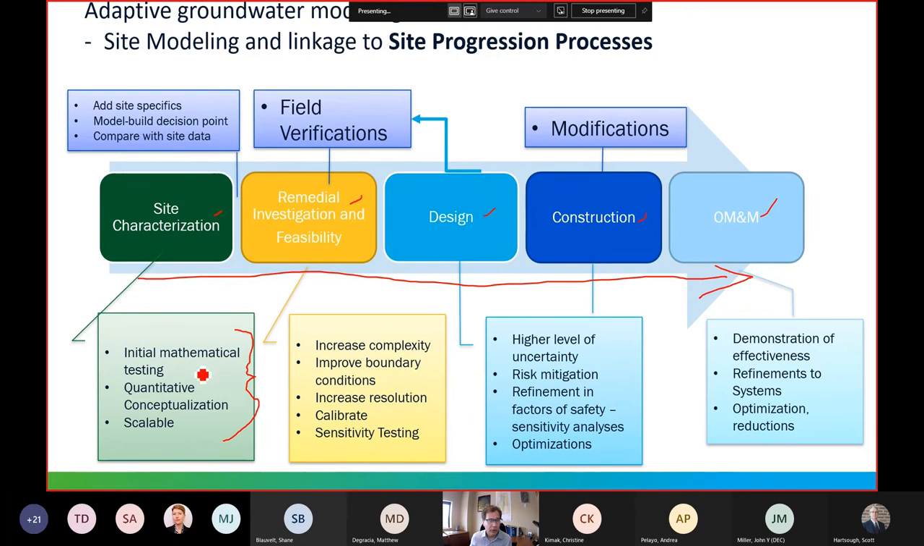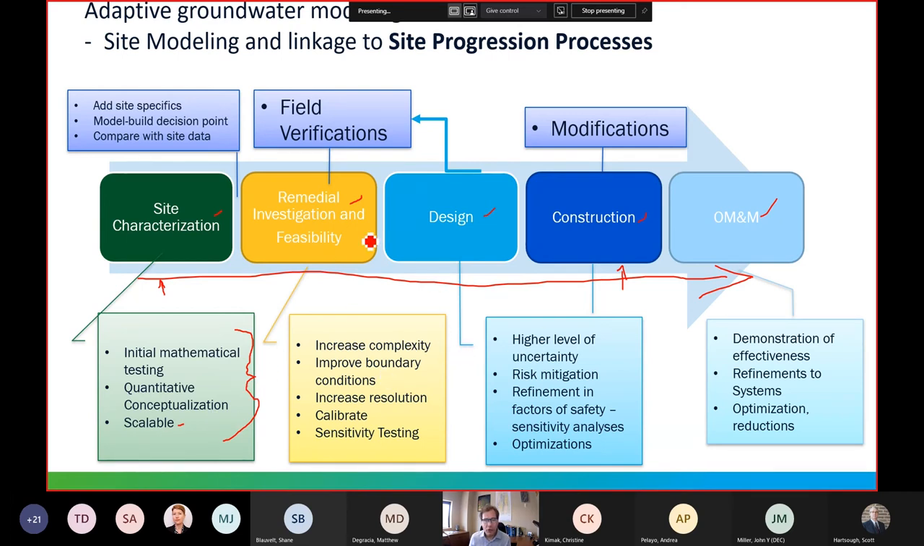Off of each one of these nodes, you can see how groundwater modeling can really help support in terms of initial mathematical testing, quantitative conceptualization. And I make a note about being scalable here, because even though we may be starting out at node one in site characterization, we might need to look back to this groundwater model when we're out here in construction. And if so, we need to make it scalable.